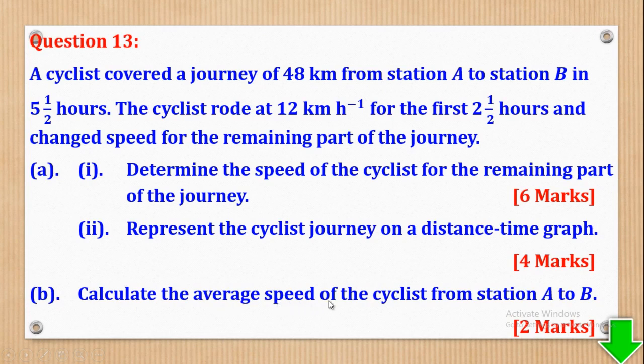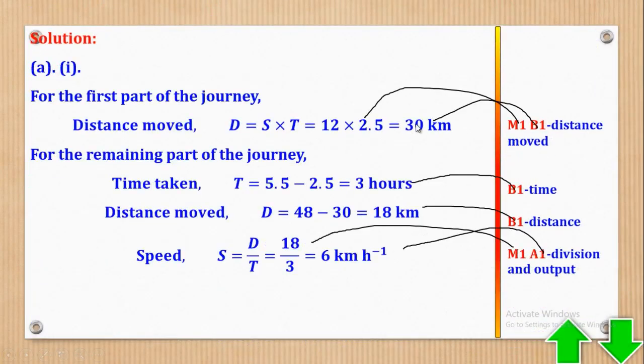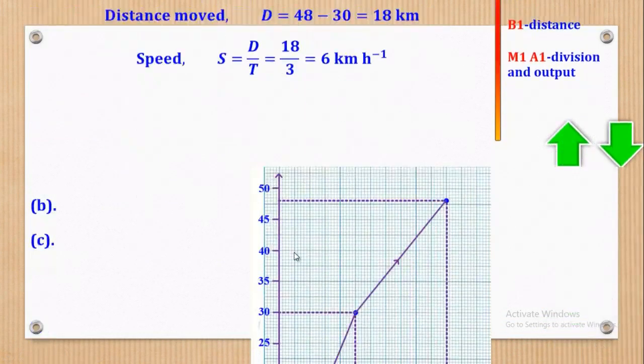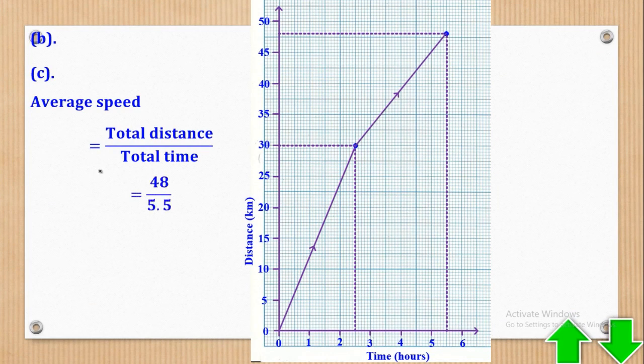Calculate the average speed of the cyclist from station A to station B. So average speed is the same as total distance over total time. So total distance will be 30 plus this, which is 18, and total time will be this 3 plus this, which will be 5.5. So we shall come here and say that average speed is equal to total distance over total time. Therefore total distance is 48, total time is 5.5. When you divide, we come up with 8.73 kilometers per hour. So basically that's what they wanted.